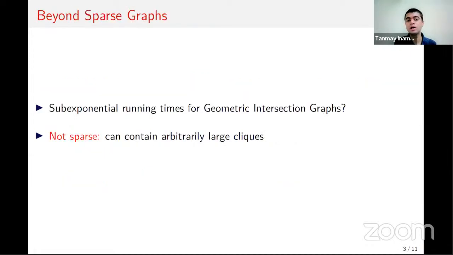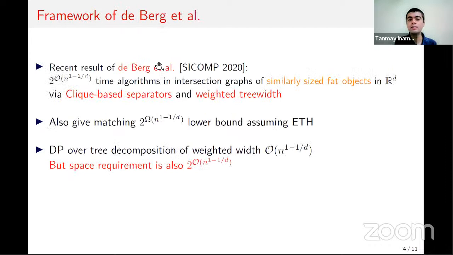So it's natural to wonder how far this square root phenomenon can extend. Can we get sub-exponential time for geometric intersection graphs? Note that these graph classes are not sparse, so they can contain arbitrarily large cliques. Geometric intersection graphs have a vertex for every geometric object, and there is an edge between a pair of vertices if the corresponding geometric objects intersect. So if the geometric objects are very close to each other and they all intersect, then they can form an arbitrarily large clique.